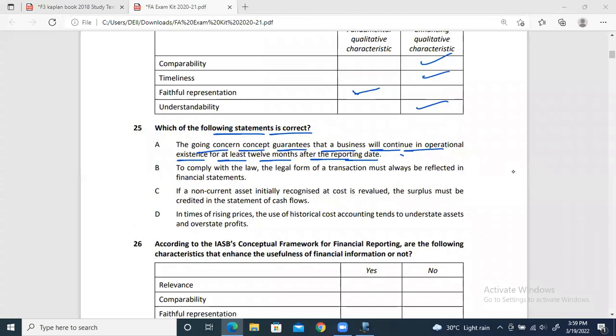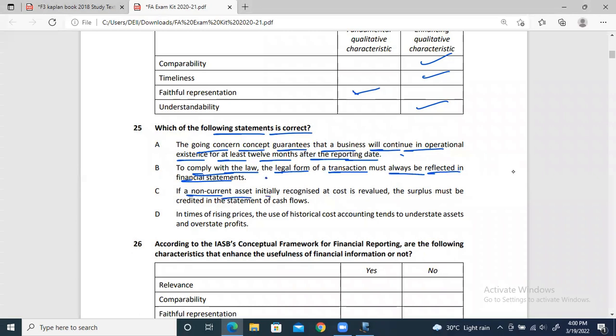Okay, let's look at option B. To comply with the law, the legal form of a transaction must always be reflected in the financial statement. So this is basically talking about substance over form, right? So always the form is not looked towards, and sometimes substance is also looked at. I just gave you the example of that card, right? We'll come back to this in just a minute.